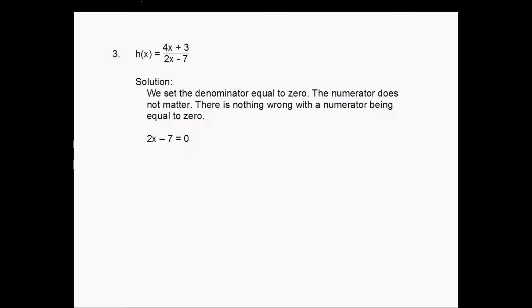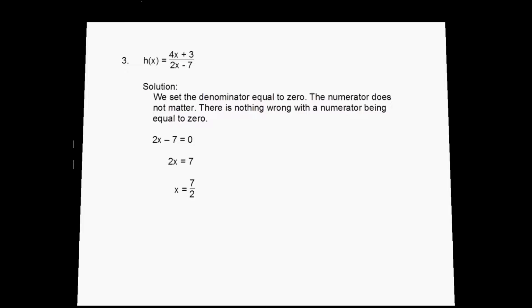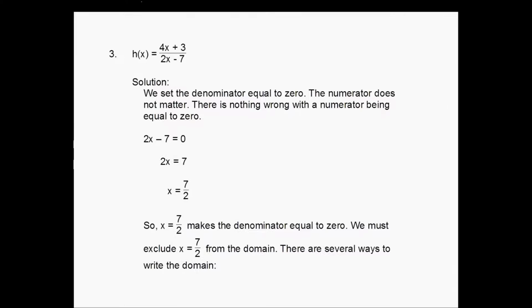So 2x minus 7 equals 0. A very nice equation. Add 7. Divide by 2. So x equals 7 halves is the bad number. So x equals 7 halves makes the denominator equal to 0. We must exclude x equals 7 halves from the domain. So there are several ways to write the domain. There's actually 4 we're going to look at. Remember, you're somehow trying to exclude 7 halves from the domain.